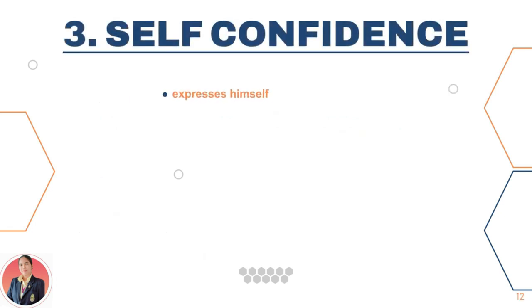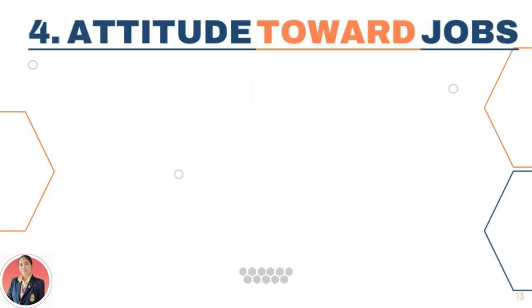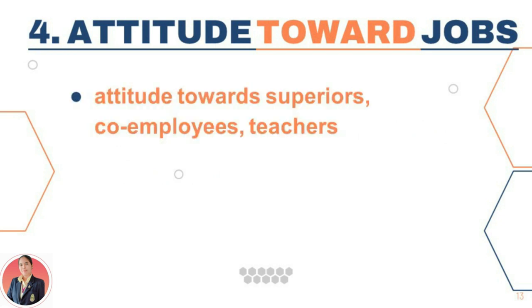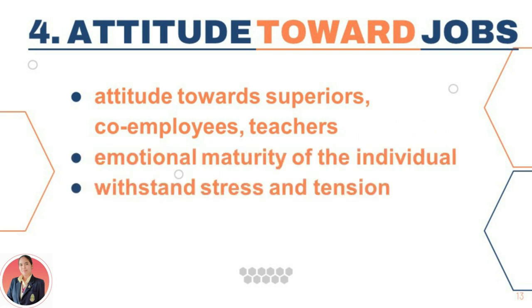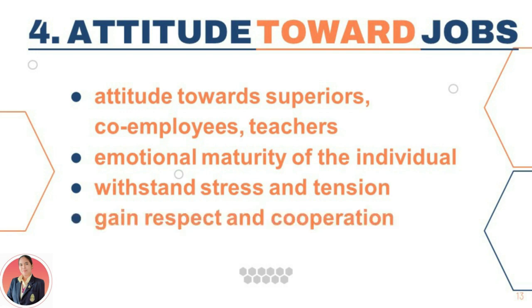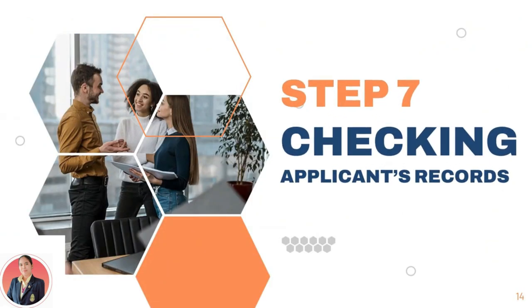Third is self-confidence. Self-confidence which may be manifested by how he expressed himself, ability to adapt or adjust himself to the situation. The last one is the attitude toward jobs, which may be determined from attitude toward superiors, co-employees, teachers, emotional maturity of the individual, his ability to withstand stress and tension, and his ability to gain respect and cooperation. Seventh step, checking the applicant's records.